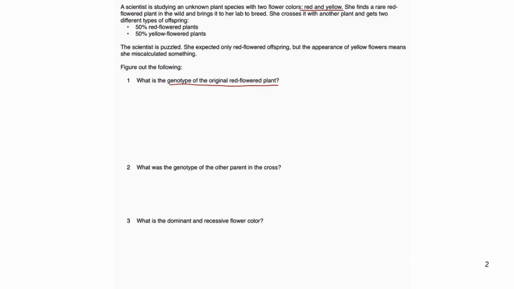The original red flower plant can be determined as R dash, and there are two possibilities. It could either be capital R capital R or capital R small r. Now, to figure out the genotype of the original red flower plant, we have to test cross our unknown organism with a homozygous recessive plant for the test cross. So our options are capital R capital R with a small r small r, or capital R small r with a small r small r.